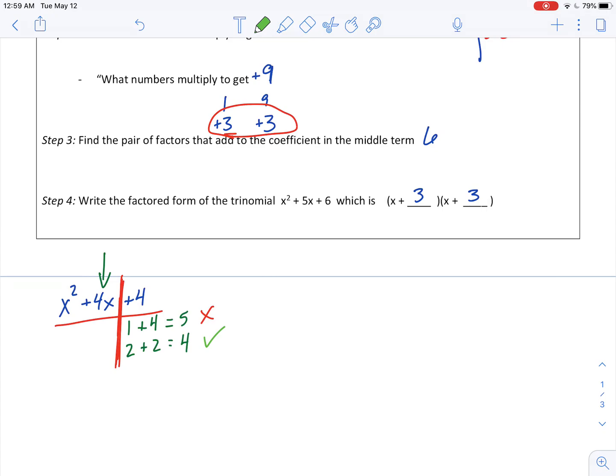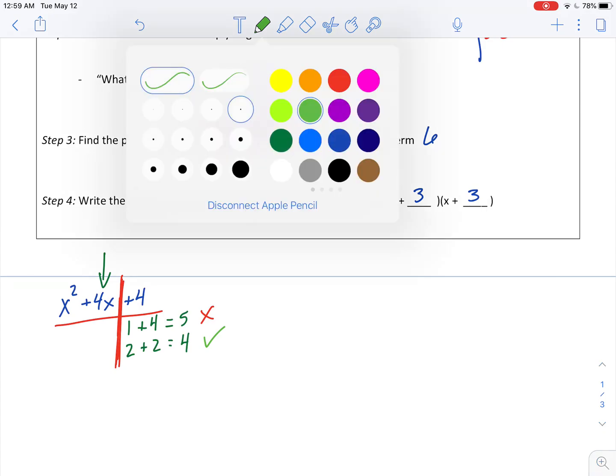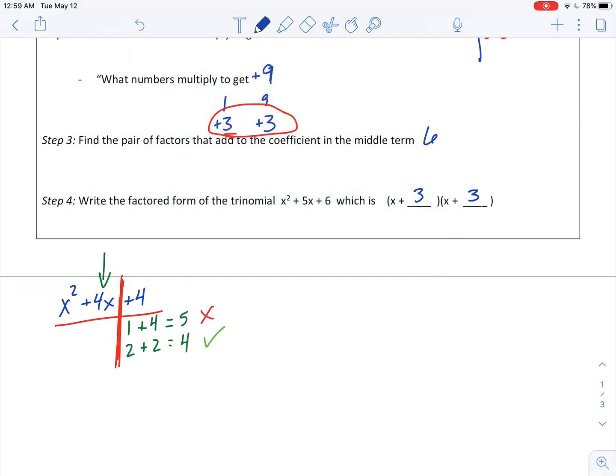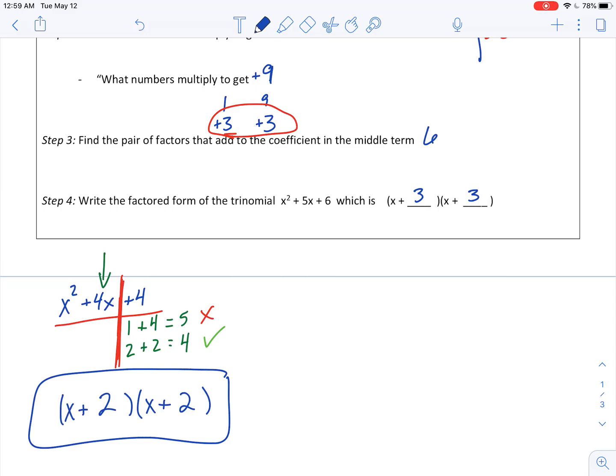Once we're done with that, we'll write our final answer as x plus, and we'll fill in our two numbers there, x plus 2 and x plus 2. And that is our factored form of x squared plus 4x plus 4.